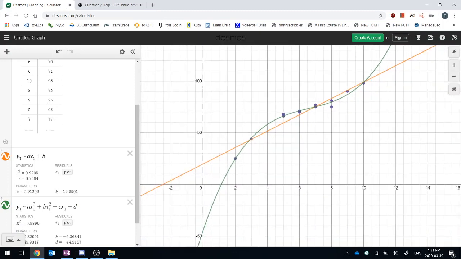So if we take a look, it seems like the blue data points are actually a lot closer to the green cubic line rather than the orange linear line. So as you can see, there's a lot of points that are quite far away on the linear line, but on the cubic curve, they're a lot closer.